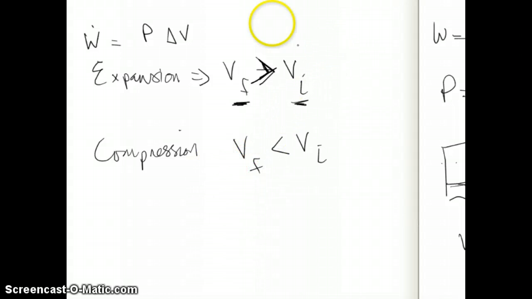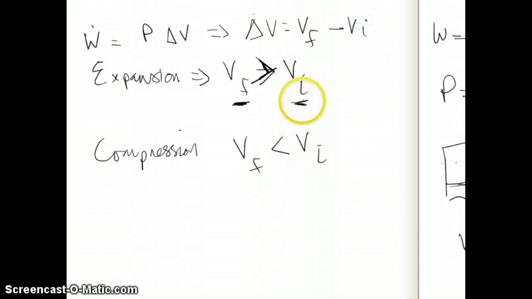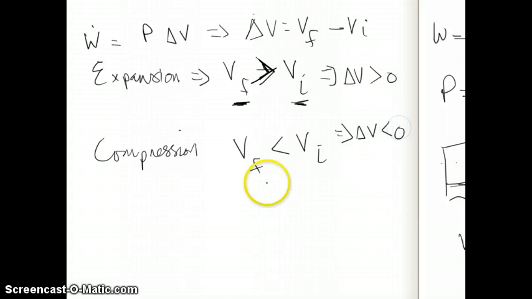So delta V is always calculated by taking final minus initial. So in the case of an expansion, your delta V is a positive number. In the case of compression, your delta V is a negative number.